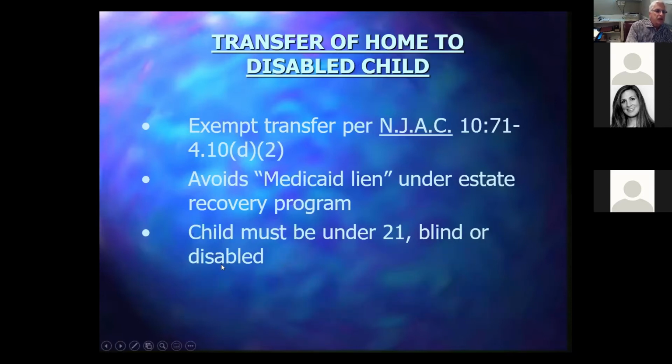Again, a transfer of a home to a disabled adult child is an exempt transfer. No negative impact. It avoids a Medicaid lien. So if the child is a minor, blind, or disabled, if you have an award letter from Social Security or SSI, that's the qualifying document. There's no issue about proving whether the child is disabled or not, and the court will typically allow this type of a transfer.